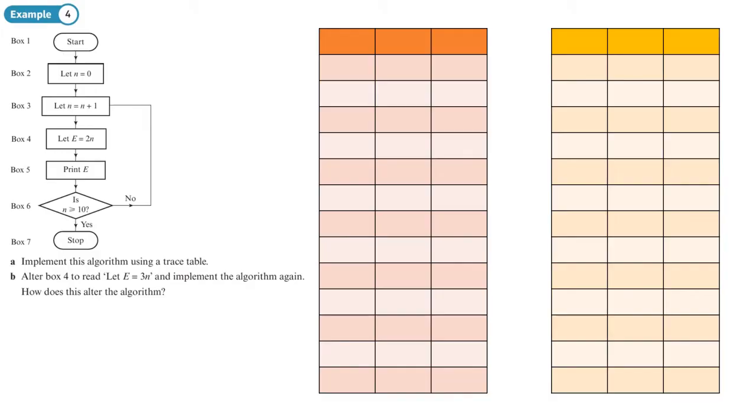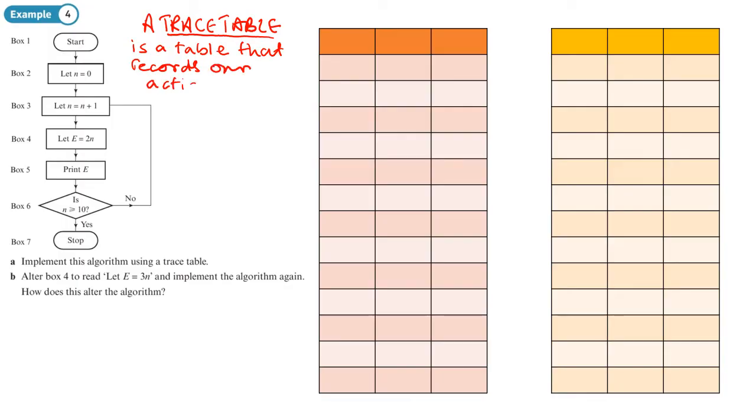Now, a trace table is basically a table that just records our list of instructions. So we'll just write that down. A trace table, just to keep us organized, is a table that records our actions, what we're going to be taking, and results. So the headings of this trace table are going to be any variables that we have, so any letters that take a value that could be changed. So n is one, see n there, and e is another.